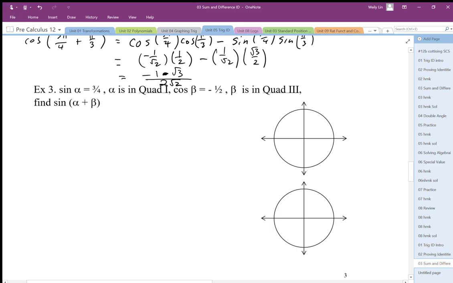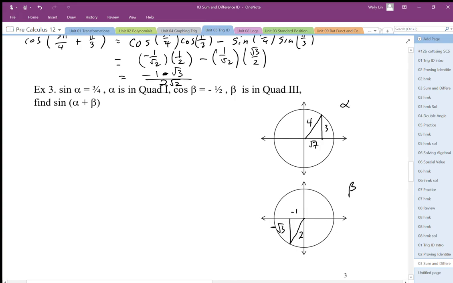So first things first, I'm going to draw alpha. Alpha is in quadrant 1, so it's going to be 3 over 4. And I'm going to solve the third side. That's going to be root 7. I'm going to draw the angle beta. It's going to be negative 1/2 in quadrant 3. That's going to be negative 1, 2, and root 3. Make sure that you put that negative on there because that's very important.